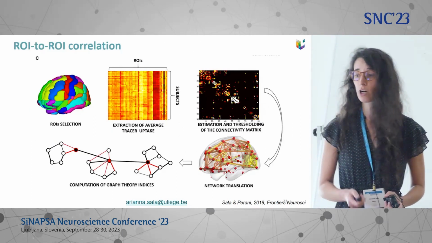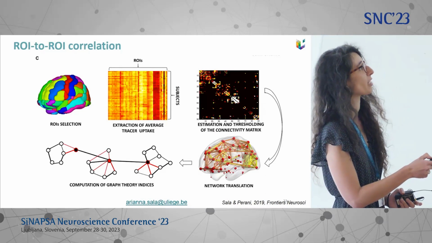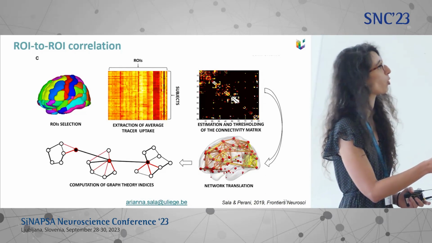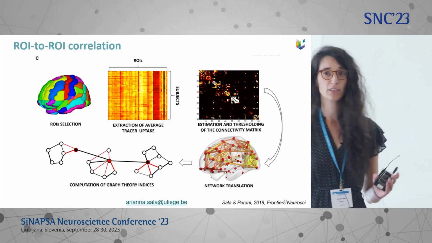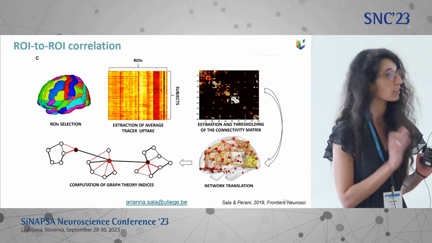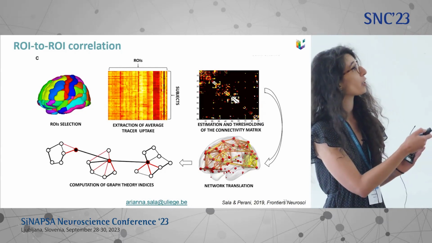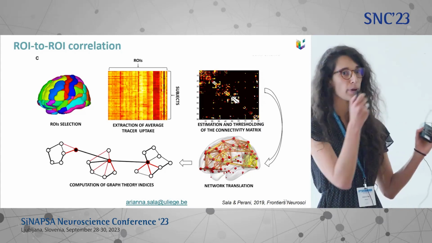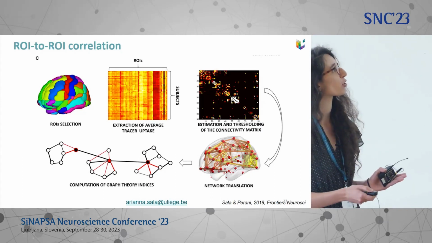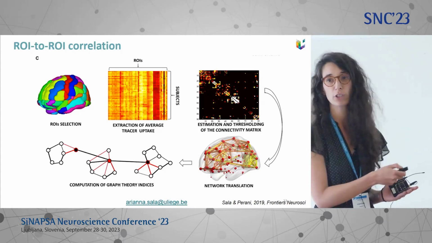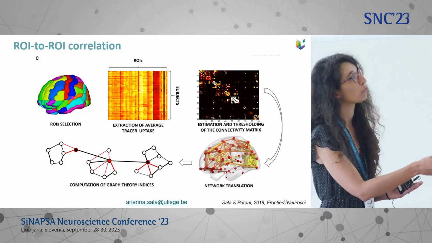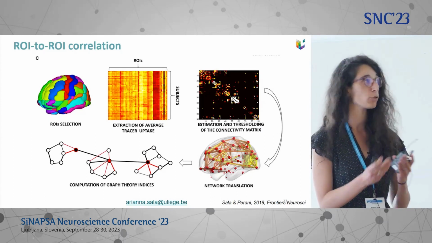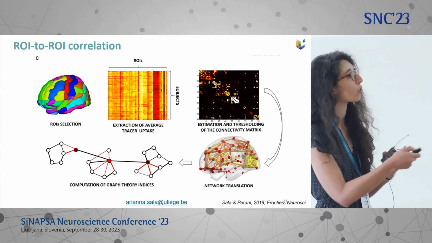Finally, you can also do correlations at the regional level. So you select your regions of interest. They can cover the full brain or just a specific circuit. And you assess the correlations or partial correlations or whatever metrics you want to use across different regions. So you have, let's say, an overview of the relationship between each region and all the others.